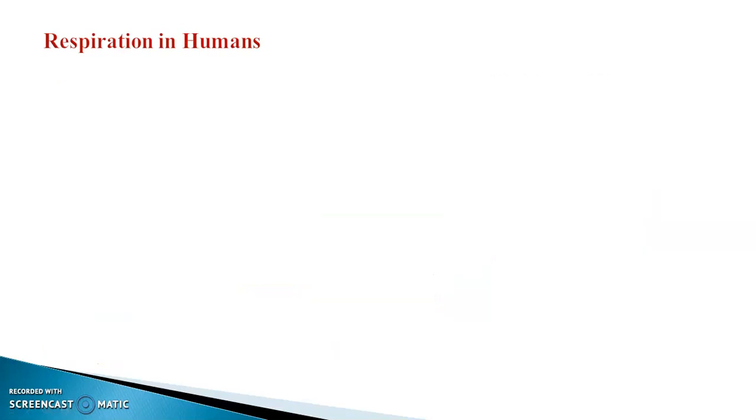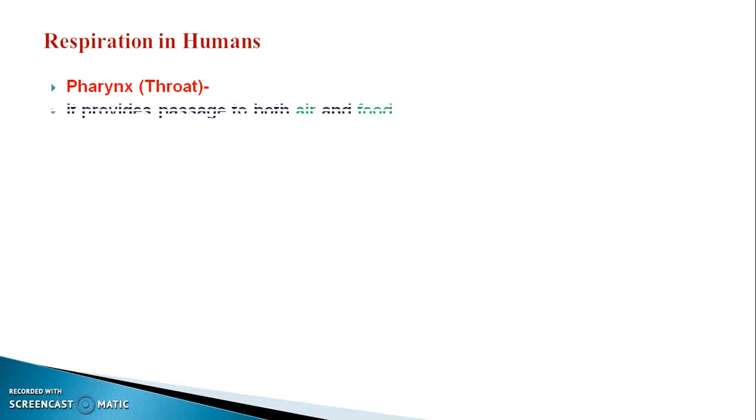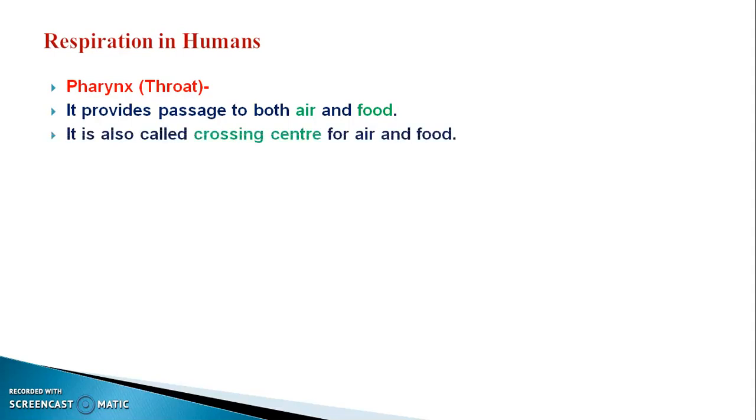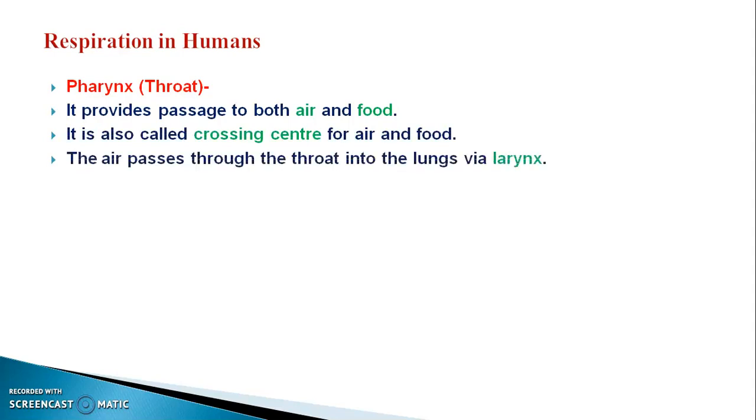Now move to the next organ of the respiratory system, the pharynx. The pharynx is also known as the throat, right? So this is the throat. Basically the pharynx provides the passage for both air as well as food. This is the common passage for the air as well as for the food. That's why it is known as the crossing center of the food and the air. Now this air passes through the throat into the lungs via the larynx. So the pharynx is connected with the larynx, which is the connection to the next respiratory organ.